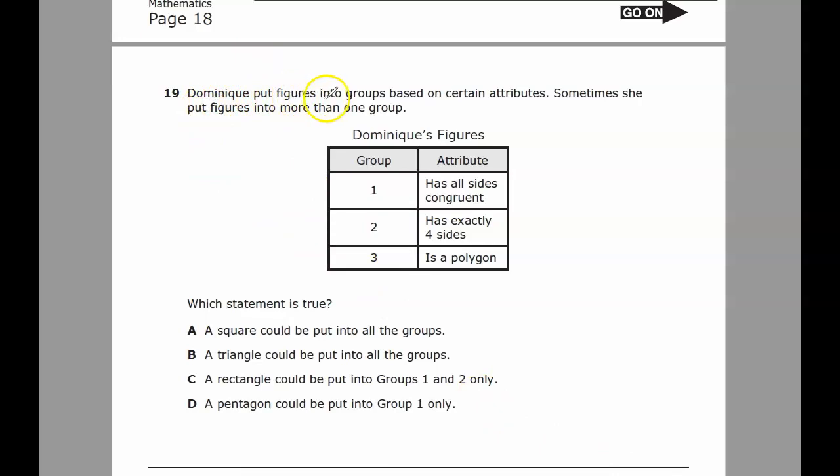Dominique put figures into groups based on certain attributes. Sometimes she puts figures into one group. Which statement is true? Has all sides congruent. Okay, so congruent, what does that mean? Congruent means same size, same shape. Okay? Has exactly 4 sides. So think about shapes that have 4 sides. We know those are quadrilaterals and is a polygon.